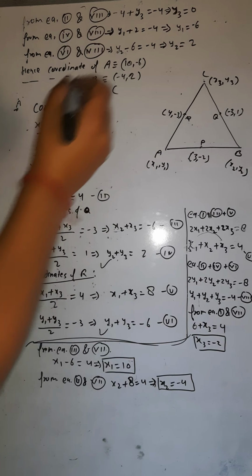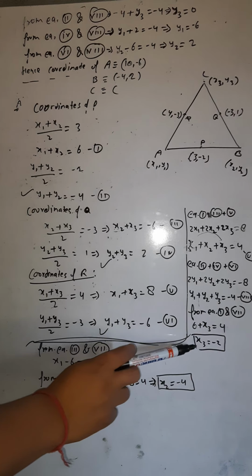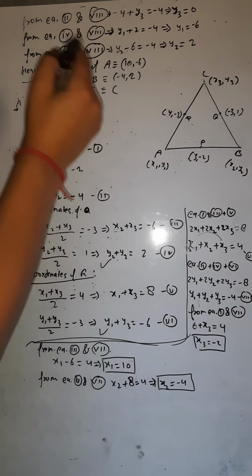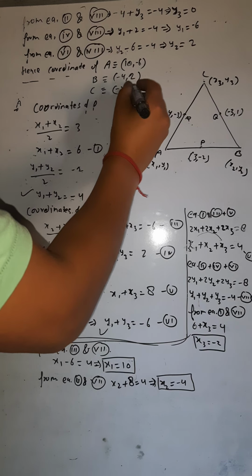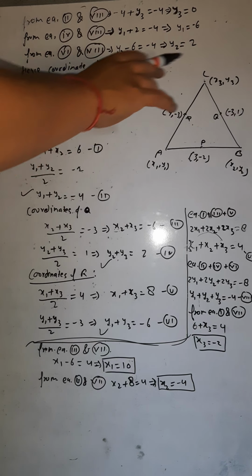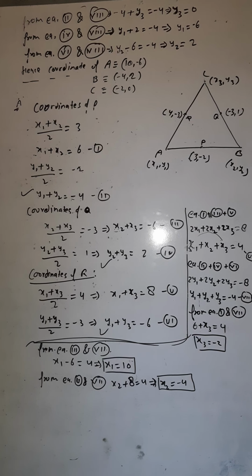Similarly, you have the coordinates of C. Coordinates of C are x3, y3. So x3 is minus 2 and y3 is 0. So minus 2, 0. So this is how we would find out all the coordinates. We have found all the coordinates of all the vertices. Are you getting this? Very good.